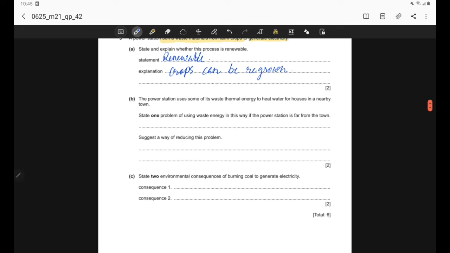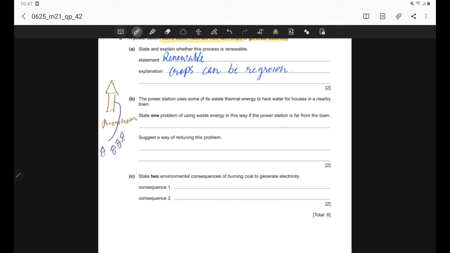Part B, the power station uses some of its waste thermal energy to heat water for houses in a nearby town. State one problem of using waste energy in this way if the power station is far from the town. So the heat energy or the thermal waste energy produced at the power stations will be used to heat the water for the houses next to the power station.